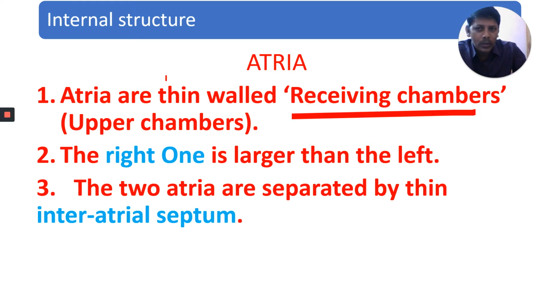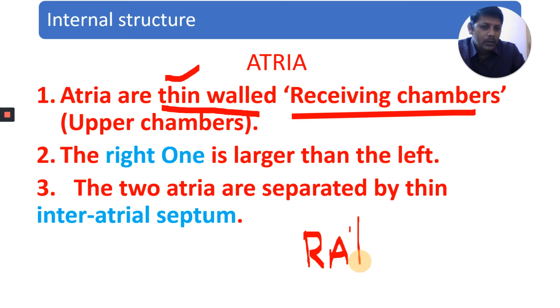Atria have thin walls, whereas ventricles have thick walls. The left ventricle has the thickest wall. Atria are thin-walled blood-receiving chambers, and these are the upper chambers. The right atrium is larger than the left atrium. The left atrium is smaller, the right atrium is larger.